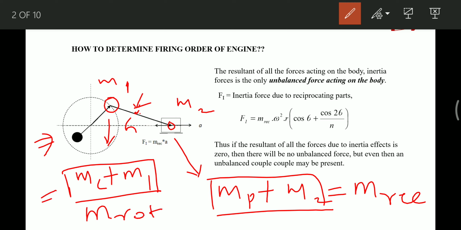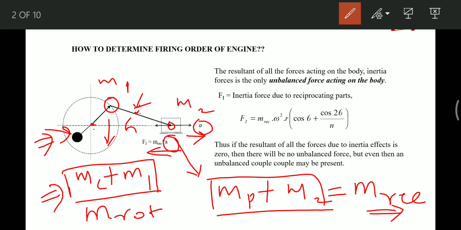So this rotary mass, mc plus m1, can be easily balanced by placing a counterweight or counter mass just opposite to this crank pin over here, and this will balance mc plus m1 completely. Now if the piston is moving in this direction with acceleration a, then the inertia force will act in the opposite direction, and the value of this inertia force will be the mass of the reciprocating piston into the acceleration a.